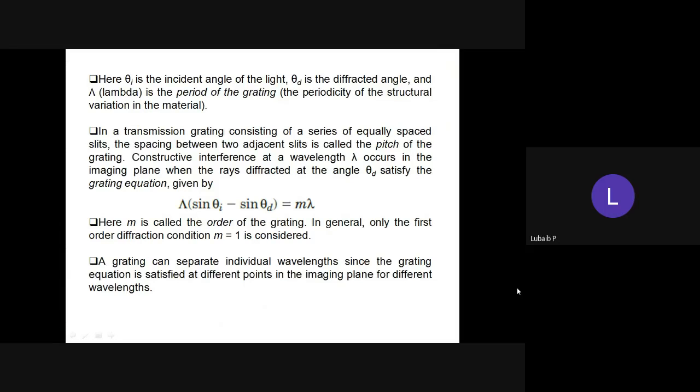In a transmission grating consisting of a series of equally spaced slits, the spacing between two adjacent slits is called the pitch.